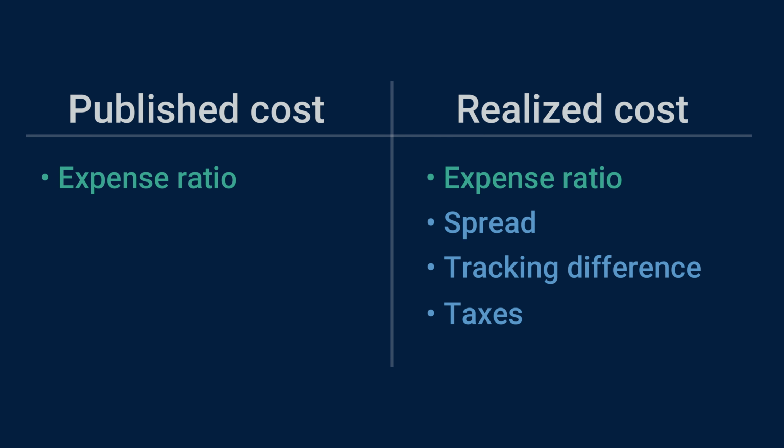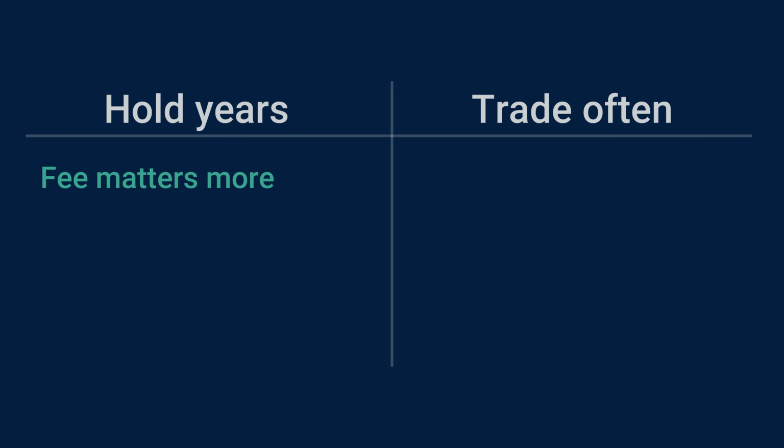Most ETF comparisons stop at the expense ratio, but that fee is only one part of the total cost. Your real cost depends on how you interact with the ETF. If you buy once and hold for years, the expense ratio often dominates total cost. If you trade frequently or rebalance tightly, execution cost can dominate the fee. By the end of this video, you'll know which cost actually dominates for your portfolio.